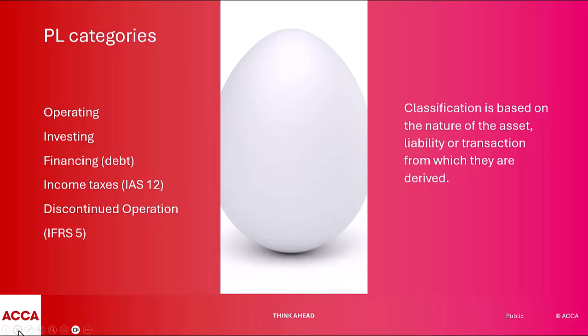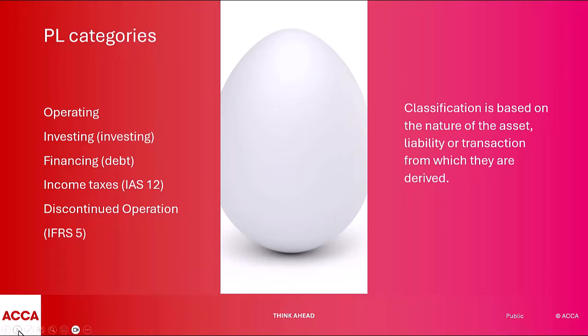Now, you've got to be a little bit careful with the expenses in connection with defined benefit pension schemes, because the actuarial gain or loss doesn't even go in the P&L, it goes in OCI. And of course, the current service cost, that would be an operating expense. But the unwinding of the discount on a deficit, that would be regarded as a financing expense.